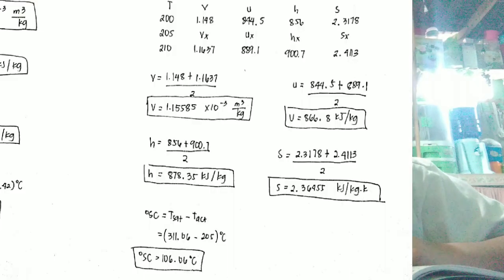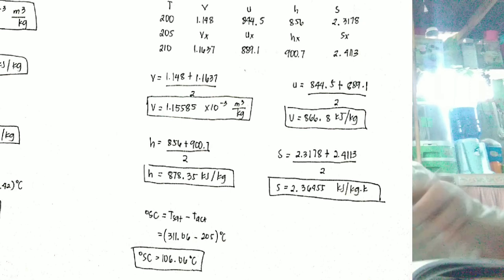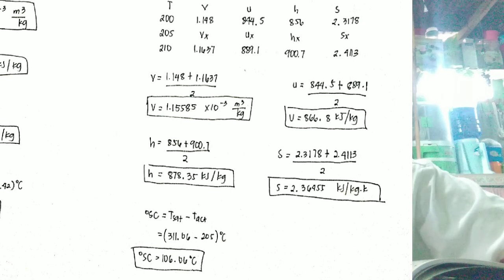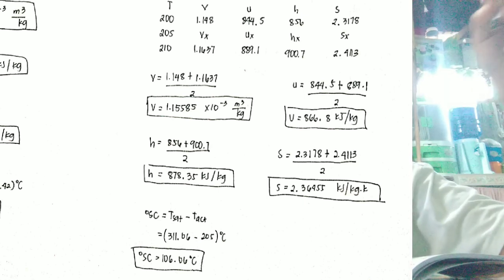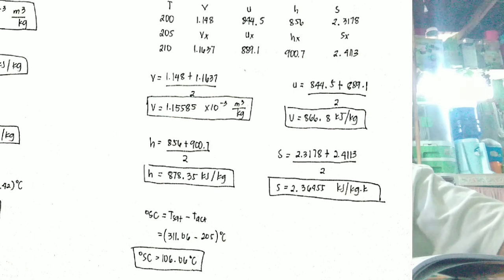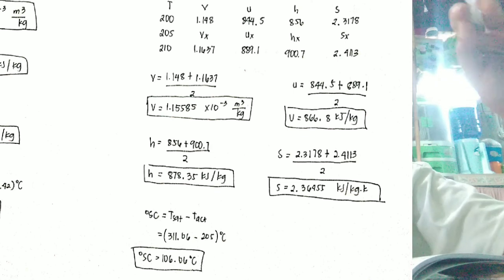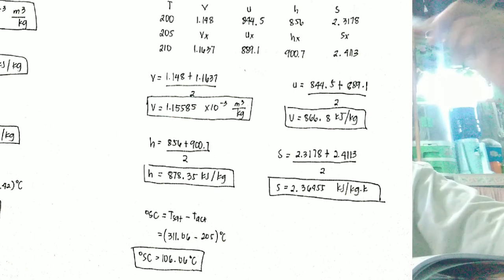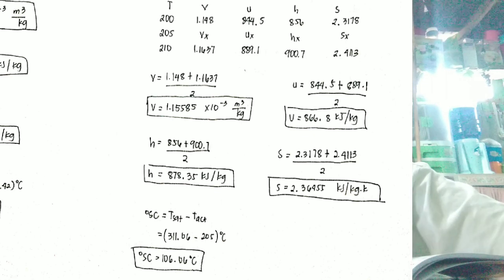So, how to get our V? We don't have a value for V at 205, so our formula is V equals the value of V at 200 plus the value of V at 210, and we divide it by 2 to get the V at 205. So V equals V at 200 plus V at 210 over 2.